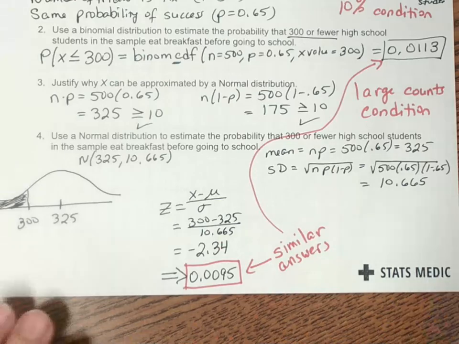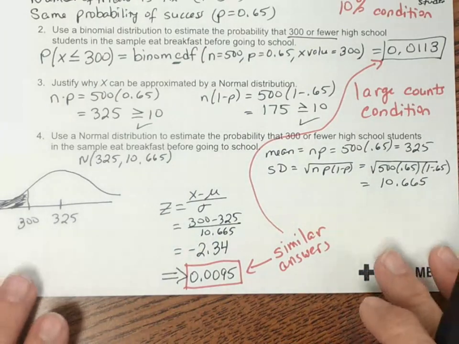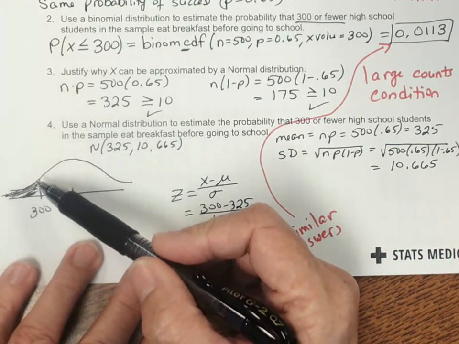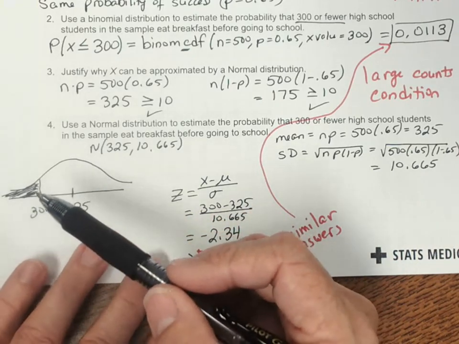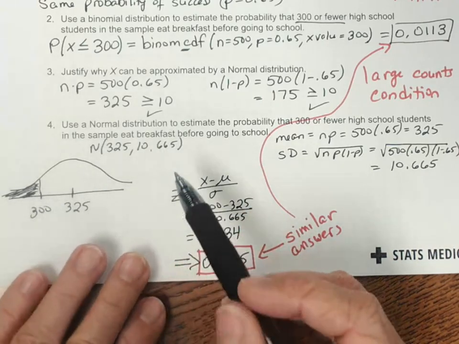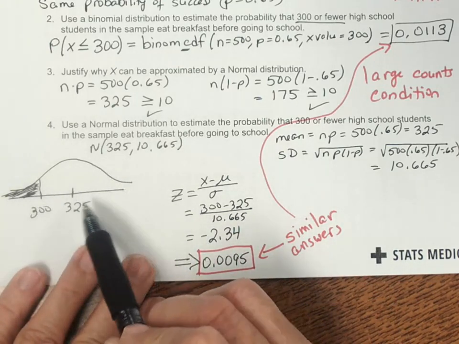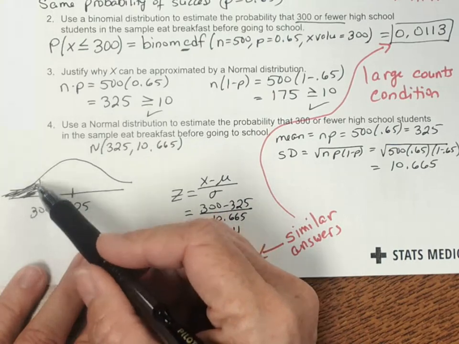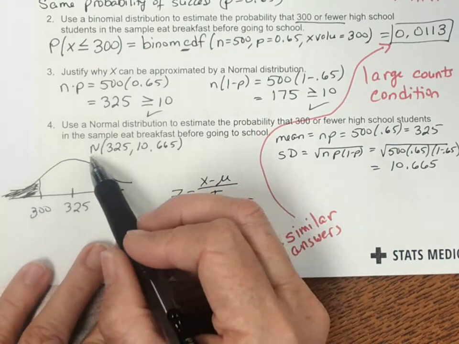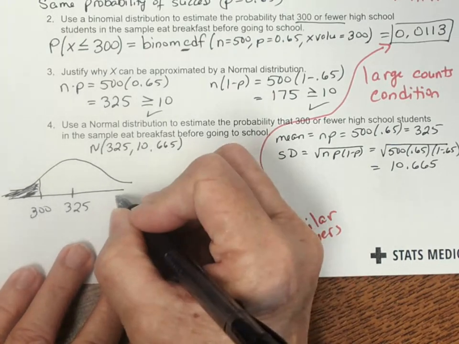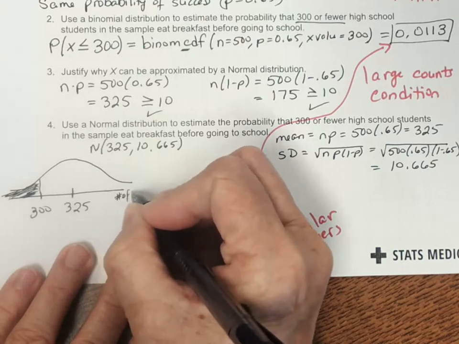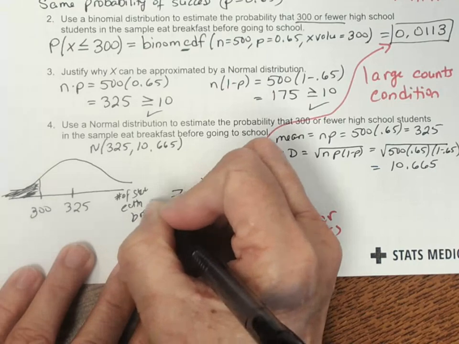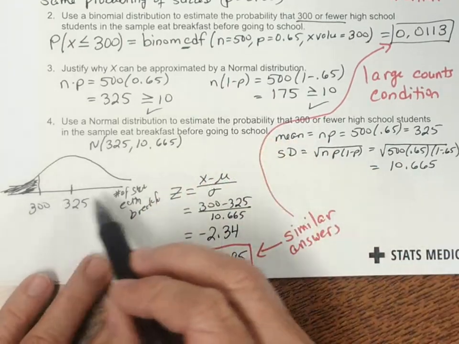Okay, so if I want to calculate now using the normal distribution model what is the probability of having 300 or fewer students eat breakfast, here's my normal curve. Again, I mark the mean, the number I want, and I shade the correct side. I should label this as number of students eating breakfast, because we should always label that x-axis.